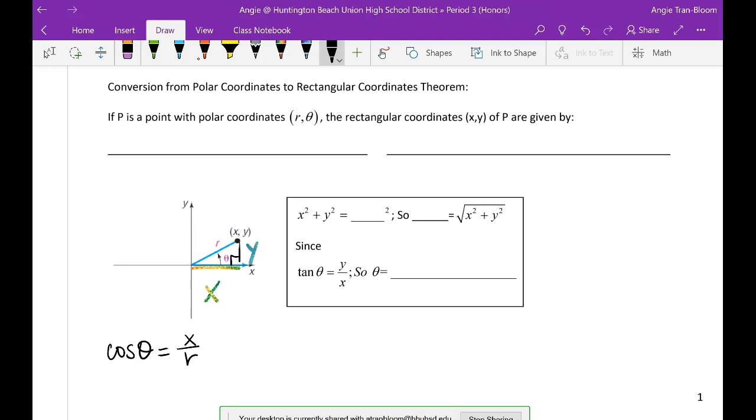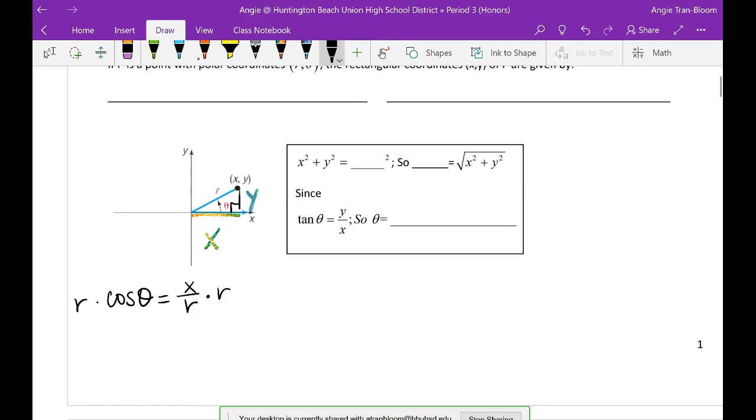Okay. Wow. Now, I want to solve for X. So how do you solve for X? Multiply both sides by R. So guess what? X is always R times cosine of theta. And that's where this first line is going to get.